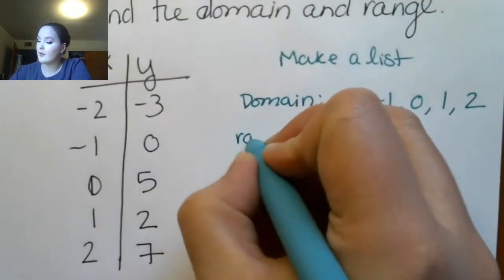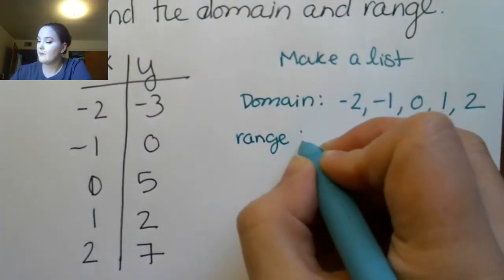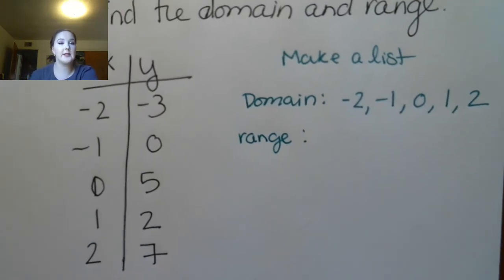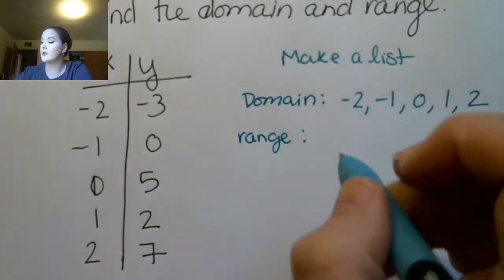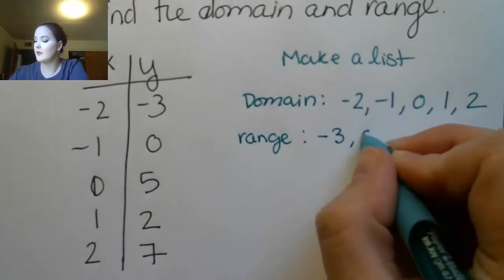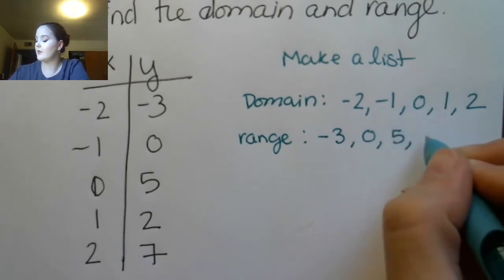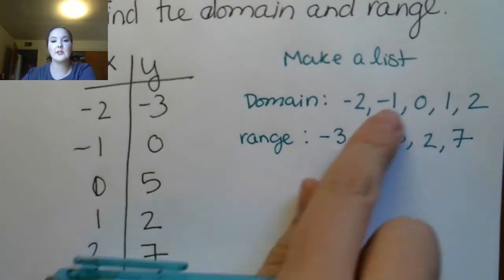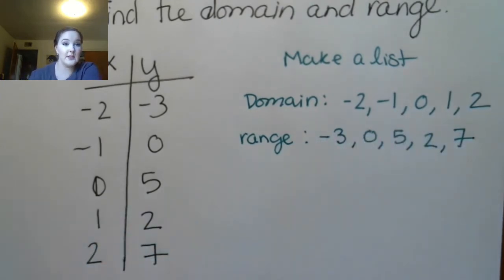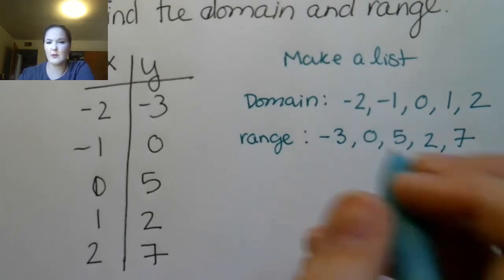Okay, then the range, we're also going to make a list, and this will be all values of y or all values of f of x, all the output values. So we're going to list these: -3, 0, 5, 2, and 7. You can see that this list is not in any particular order. That's fine. But one thing I will say is that you shouldn't list any repeats.